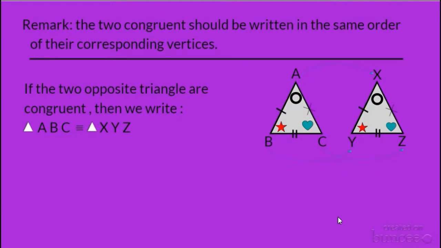Now we're going to take some remarks. Remark number one: the two congruent polygons should be written in the same order of their corresponding vertices. If the two opposite triangles are congruent, then we write triangle ABC congruent to triangle XYZ, because A corresponds to X, B corresponds to Y, and C corresponds to Z.